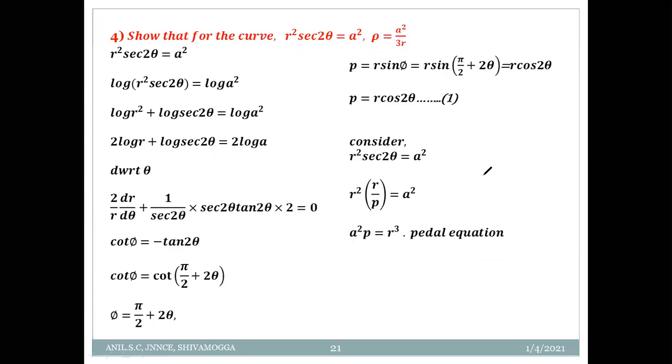Now substituting p is equal to r sin phi. Therefore, this is equal to r into sin phi, and phi is pi by 2 plus 2 theta. Since this is an odd multiple of pi by 2, sin changes into cos, and the angle is 2 theta, which lies in the first quadrant. Pi by 2 plus theta lies in the first quadrant. Therefore, sin is positive. p is equal to r into cos 2 theta. Let this be equation number 1.